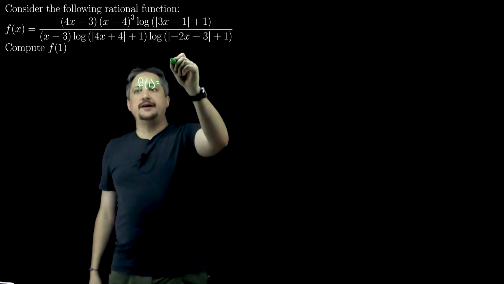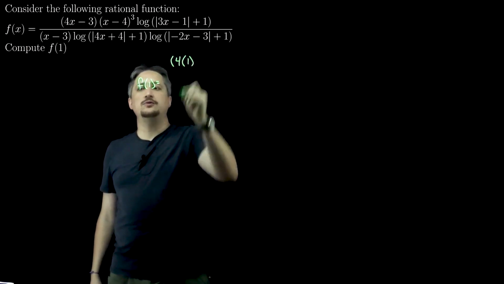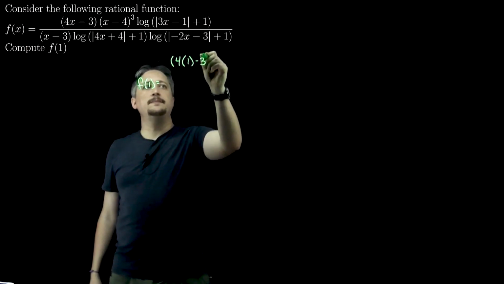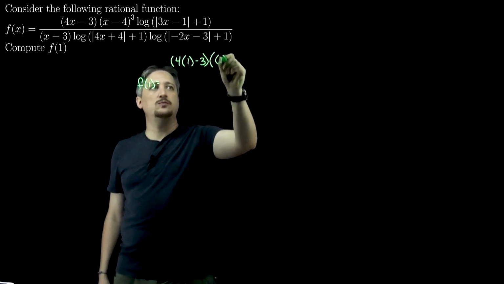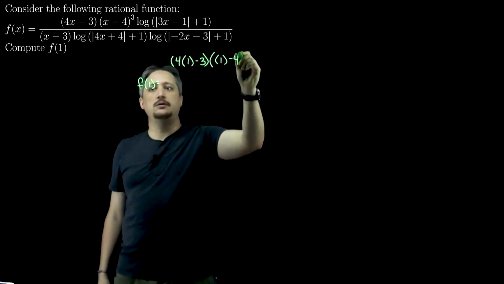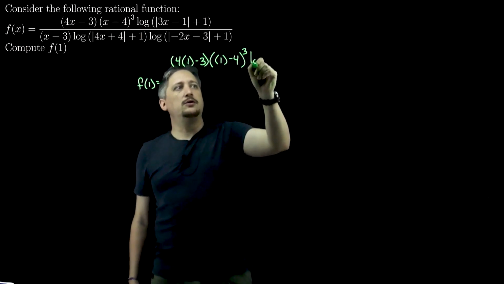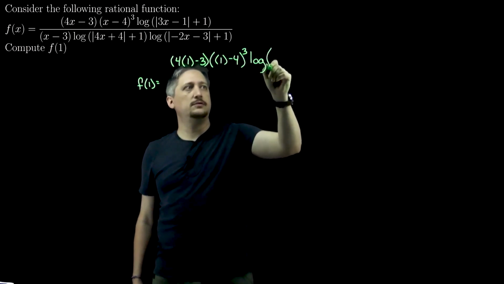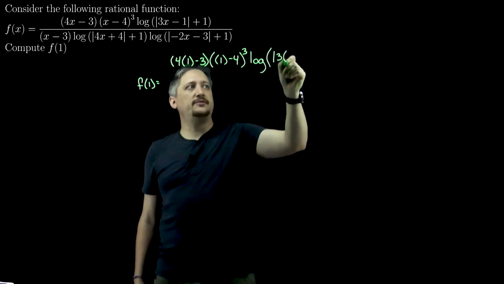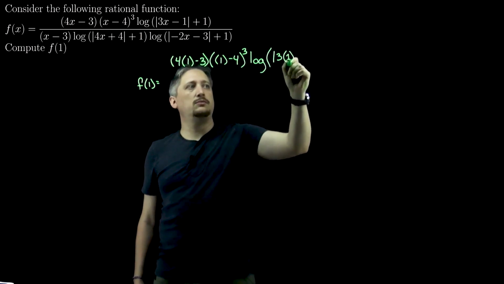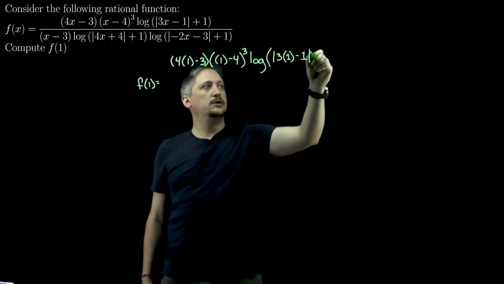So first term in the top, I have open paren, so 4x, where x is 1, minus 3. Then I have open paren x, so that's 1, minus 4 cubed. Then log of absolute value 3 times x, where x is 1, minus 1, close absolute value, plus 1.